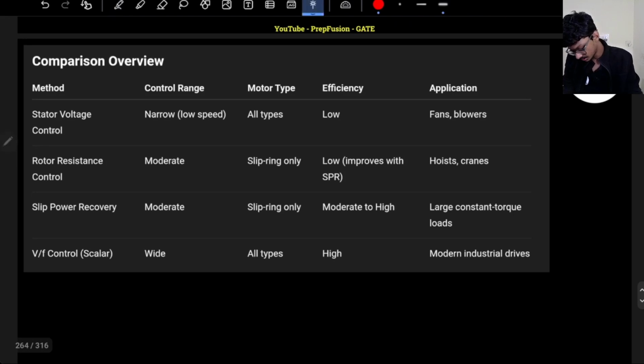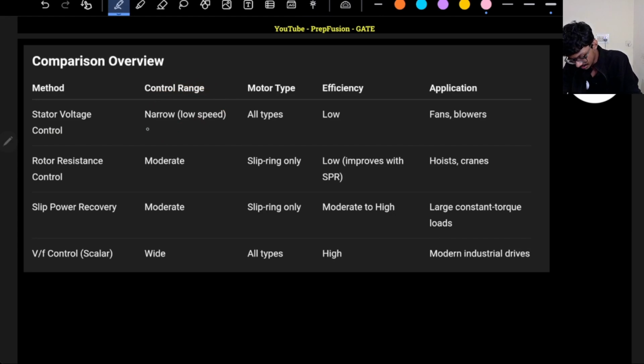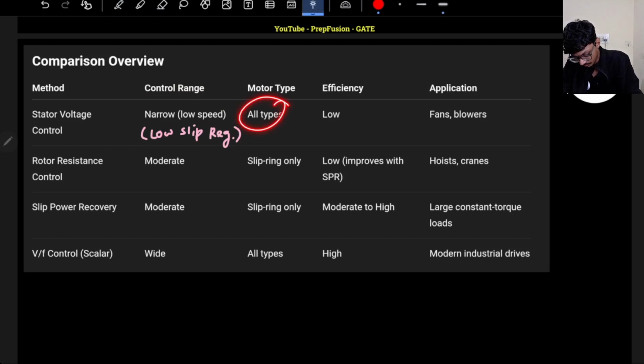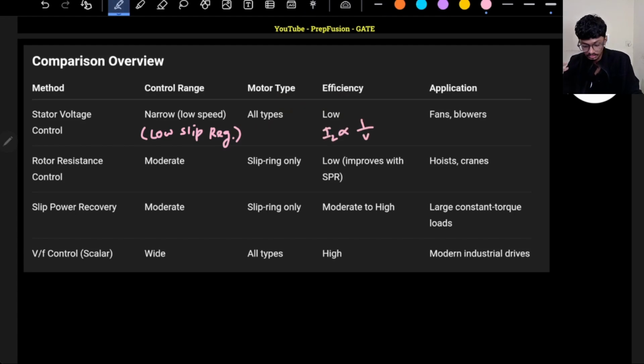So here, stator voltage control, the control range is narrow. So basically it is operated in the low slip region. Motor type, all types of motor can operate, but efficiency will be lower because I2 is proportional to the inverse of voltage. So the more the voltage reduces, the current will increase very sharply. So that's why the losses will be there. That's why efficiency is low. Generally used in fans and blowers.